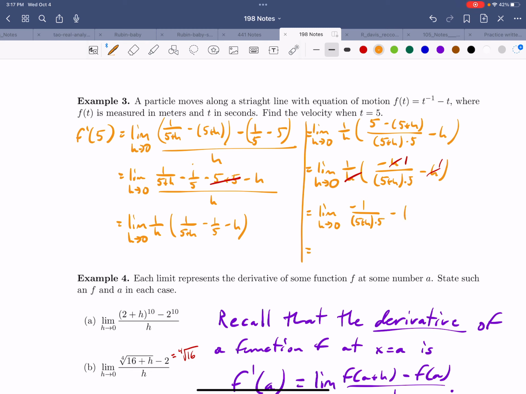And then that winds up equaling, when you plug in 0, negative 1/25 minus 1, or negative 26/25. I think we have units here, meters per second. So that's how you do it. Pretty complicated, but nothing egregious, I hope.